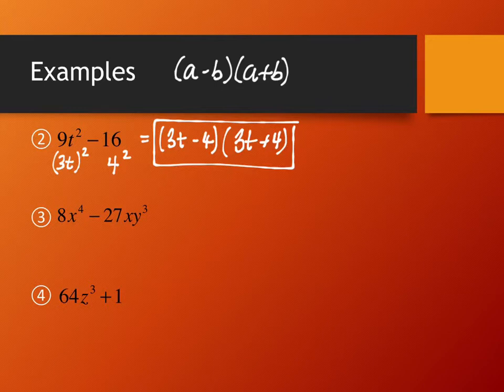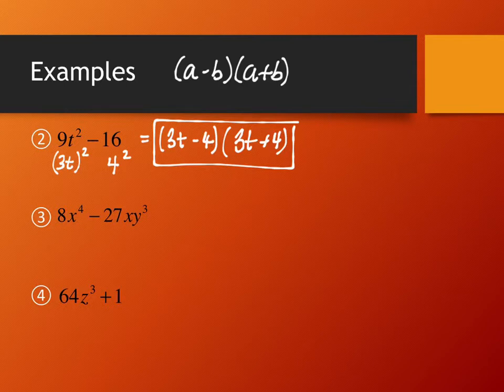It involves a common factor. We've got 8x to the 4th, and I have 27xy cubed. What do they have in common? The x. If I don't pull that x out, I'm probably spinning my wheels trying to figure out what to do next. But once I pull the x out, it makes things simpler.